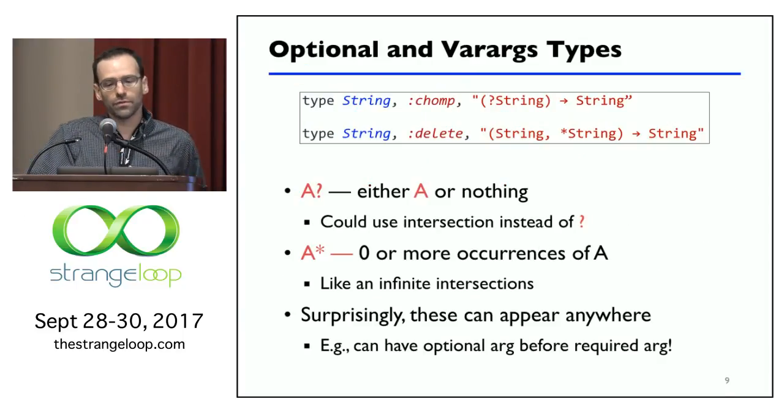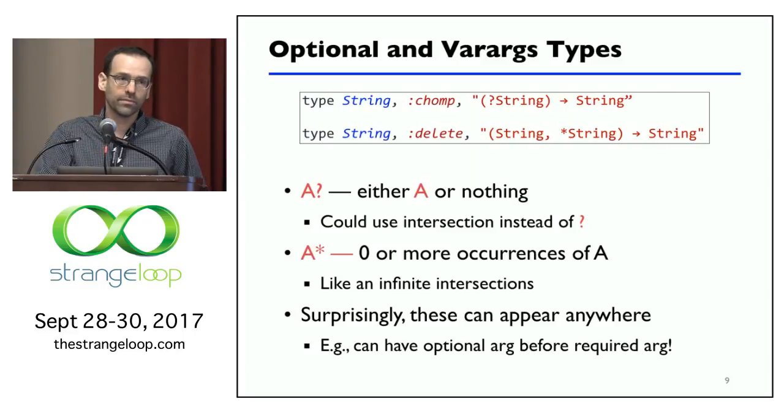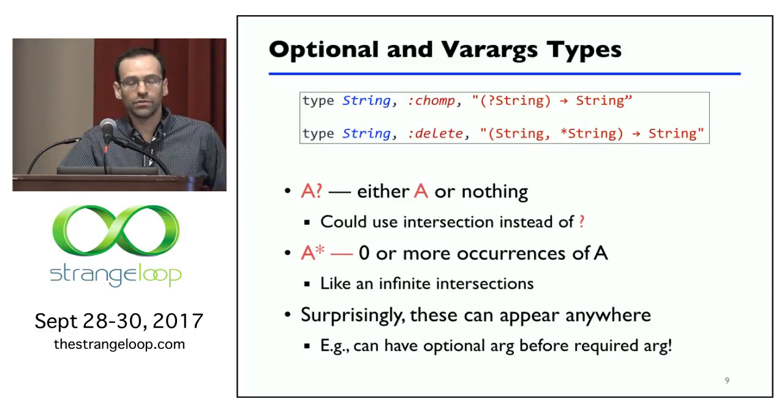One really common use of overloading is for optional and variable argument types, or at least for intersections. So the chomp method of string takes an optional string as an argument. The delete method of string takes one or more strings as an argument. And you can see we have the question mark operator and the star operator, similarly to regular expressions, to indicate optional or 0 or more. And so those are really useful to have.